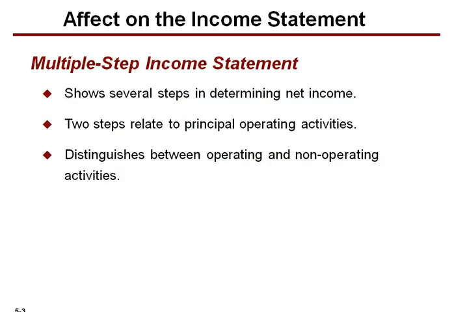We'll look at the multi-step income statement first, and as its name suggests, there are several steps in determining what net income is. As I'll point out in a minute, two of those steps relate to principal operating activities, and this statement really distinguishes between income from operations and non-operating activities. It takes the position you're in business to sell some kind of product, and that it would be nice to highlight how much you made from selling the product and put anything that is peripheral to that underneath. You still need to include it, but to separate income from operations.